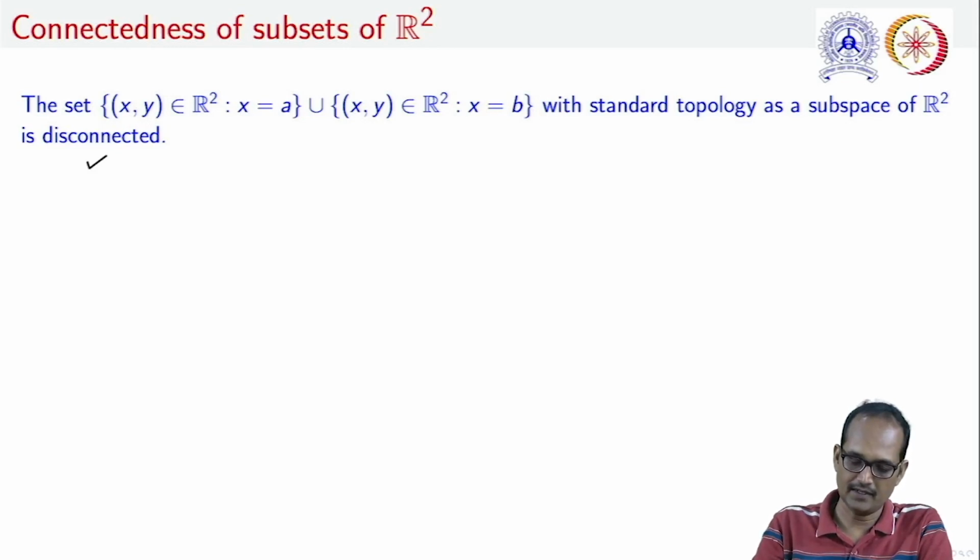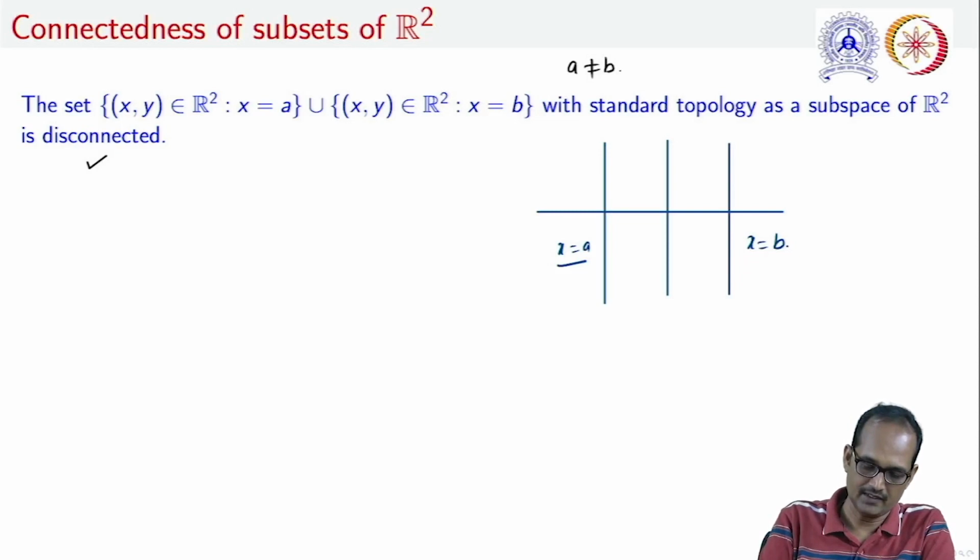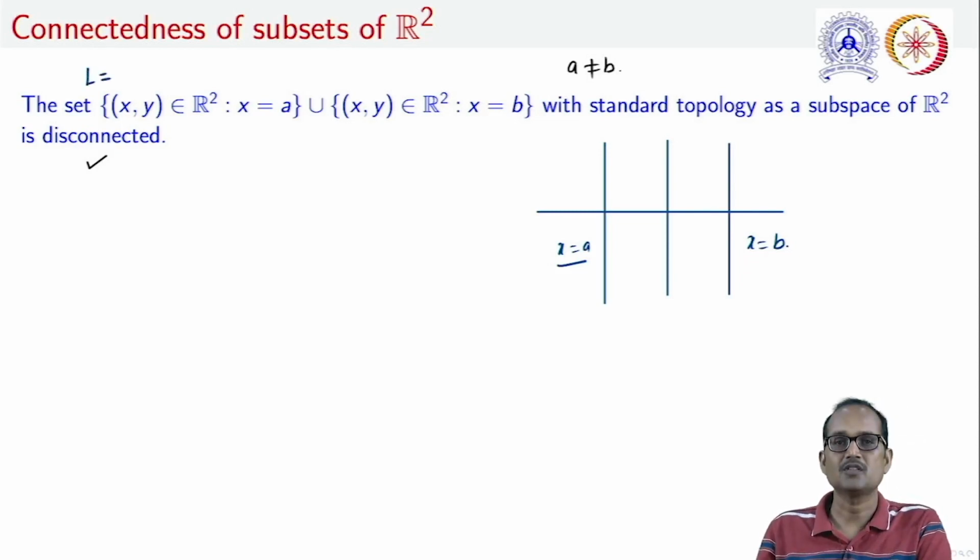Actually what we are taking here, we are taking a set here. This is nothing but the line x is equal to a, and this is another line, that is x is equal to b. Obviously a is not equal to b. If we are taking their union, this union is disconnected. Let us see it. So we are taking two lines. Let us take the first line x is equal to a and this is x is equal to b. Our motive is to justify that this L is disconnected.